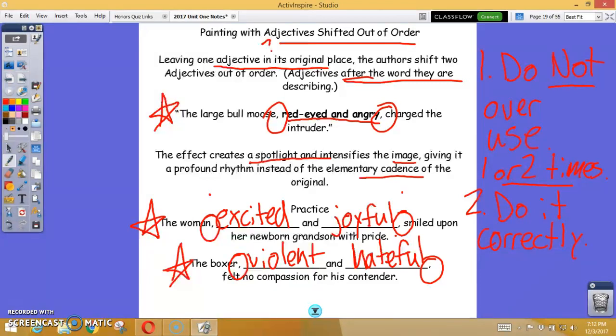Again, make sure that you use this at some point in your writing. I'm going to be looking to see that you've done this at least one time within your paper.